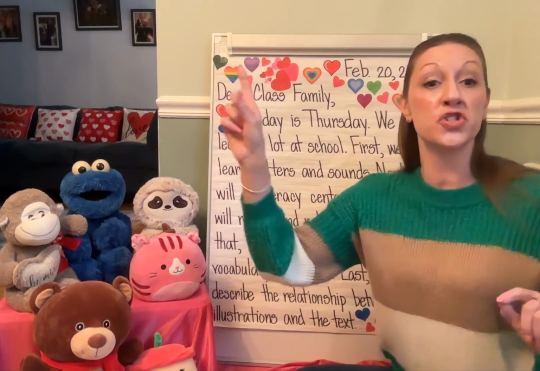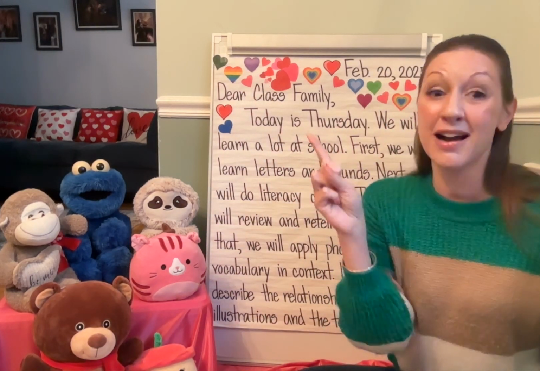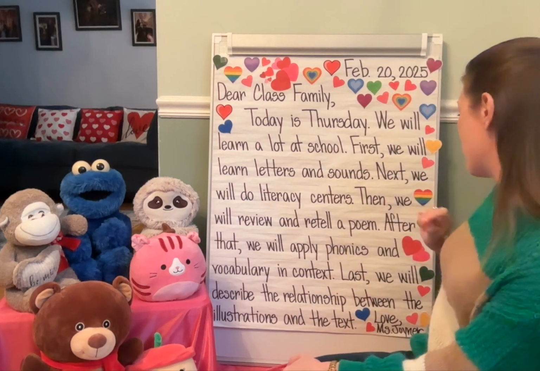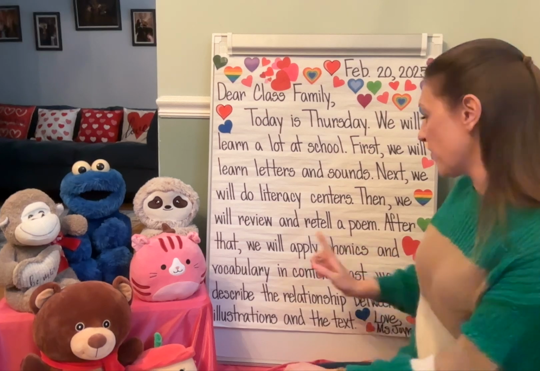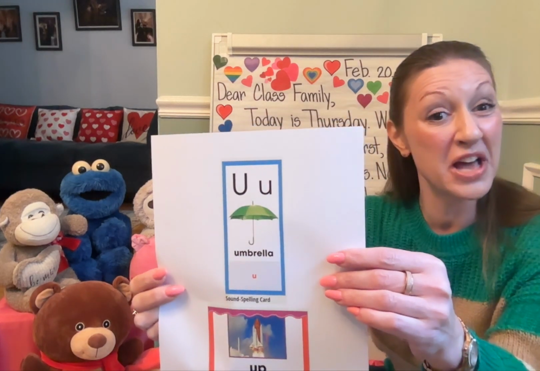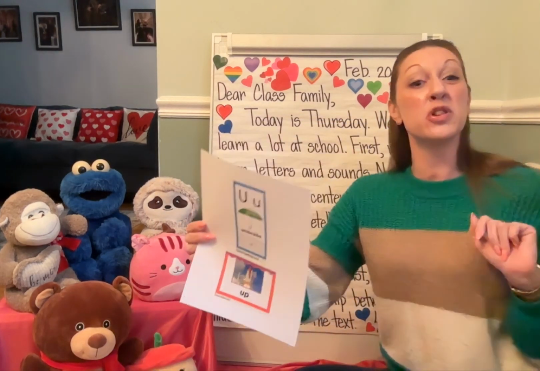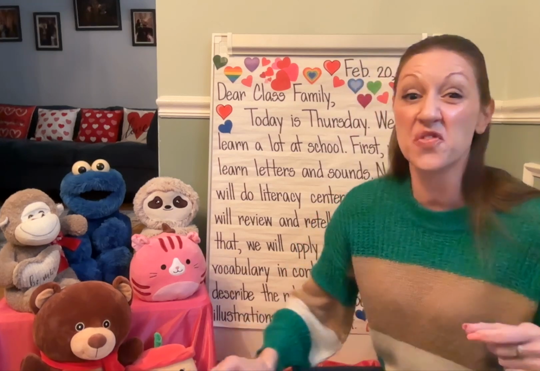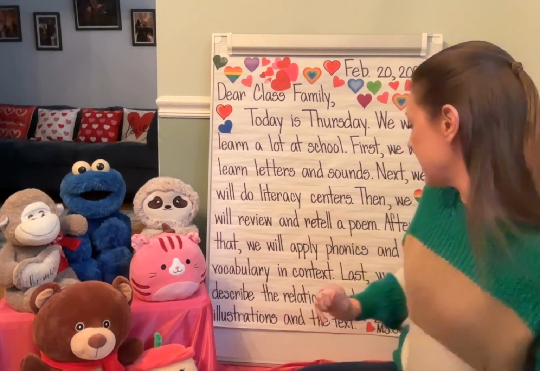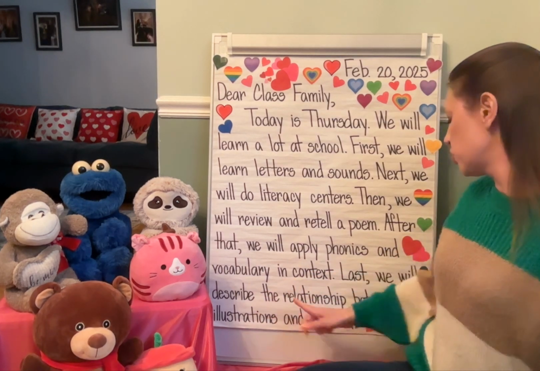the electronic version from Benchmark Advance, where it's highlighted and we can practice guiding our eyes as we read through all of the parts of the poem. And after that, we will apply phonics and vocabulary in context. As we've been working on the letter U, like U, up, and umbrella, we're going to apply our phonics knowledge, blending phonemes, and vocabulary knowledge when reading a text today at school. And last, we will describe the relationship between the illustrations and the text.